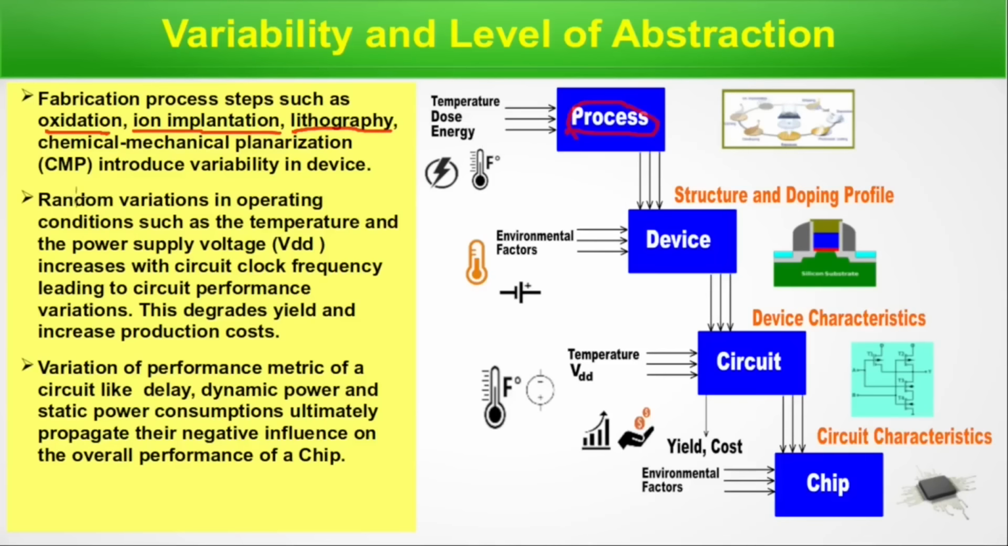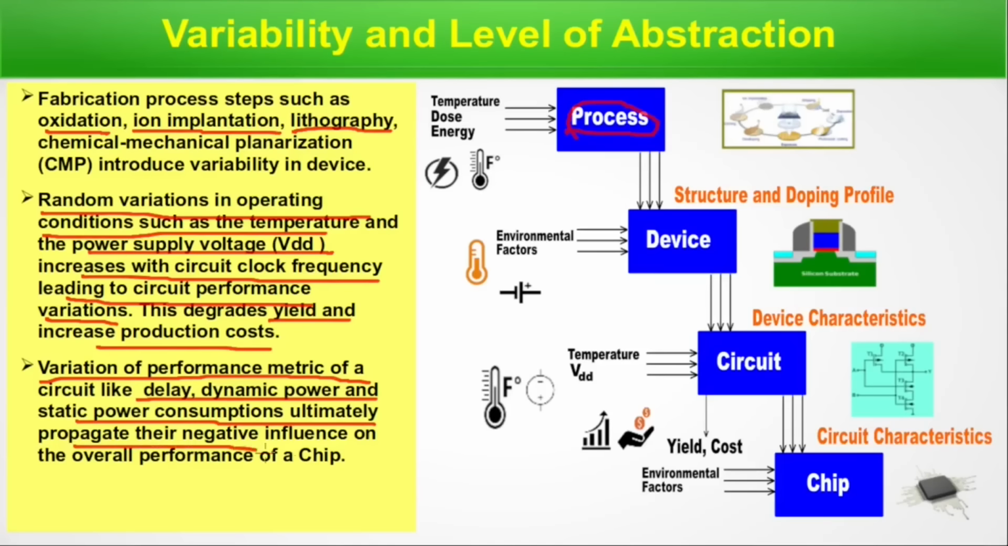Now, random variation in operating conditions such as temperature and the power supply voltage VDD increases with circuit clock frequency, leading to circuit performance variations. We are talking about when the circuit is in operation. This degrades yield and increases production cost. So from one to another, this gets changed. Variation of performance metrics of a circuit like delay, dynamic power and static power consumption ultimately propagate their negative influence on the overall performance of a chip.